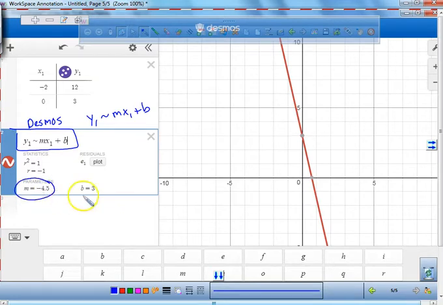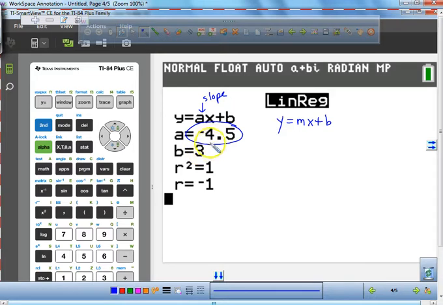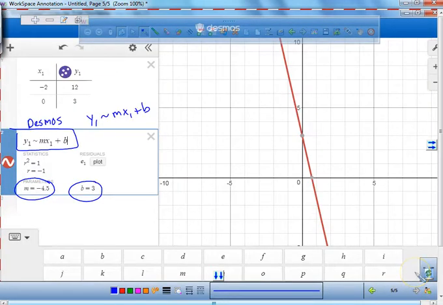Negative 4.5, and what is our y-intercept? 3. Did we get the same thing in our graphing calculator? Yeah. Okay, so either way, do you have to remember some steps either way? Yeah, so you got to choose the way that you feel your brain's going to remember the best.